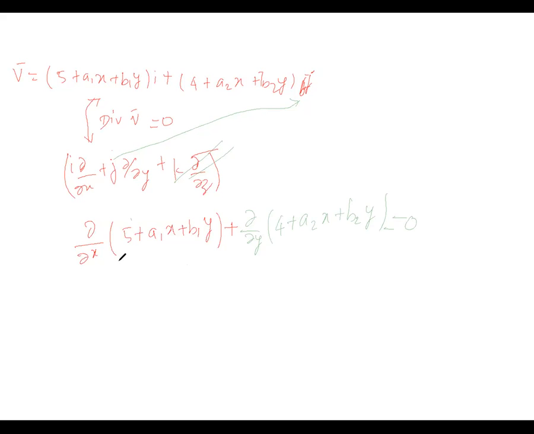So if you differentiate the first term, the constant goes to 0, and the partial differentiation with respect to x gives a1. Then, differentiating the second term, the constant is 0, and the partial differentiation with respect to y gives b2. So a1 plus b2 equals 0 for the incompressible condition.